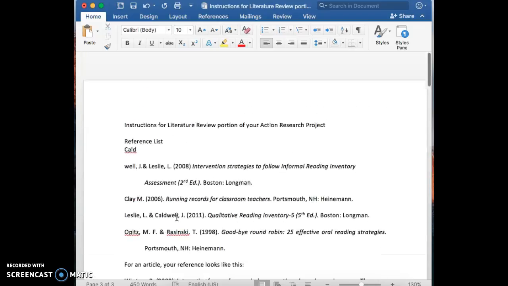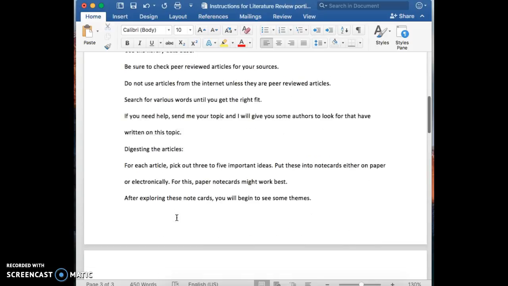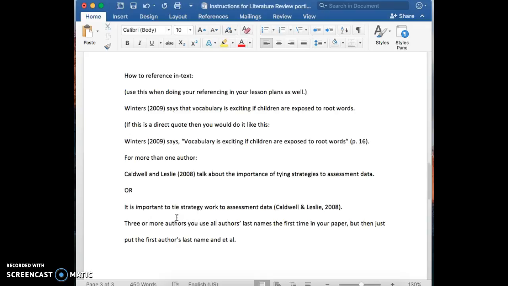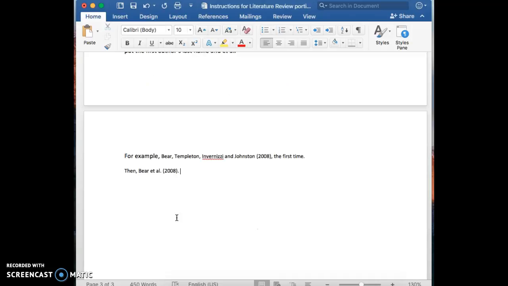Okay, so those are some hints for you. Next week, we're going to go over some of your note cards and think about how you can put that together, but it would be a good idea for you to get started on looking for some references and get started in thinking about how this paper is going to be put together.